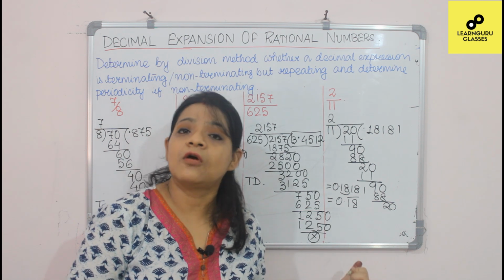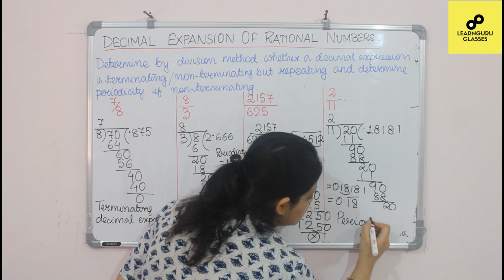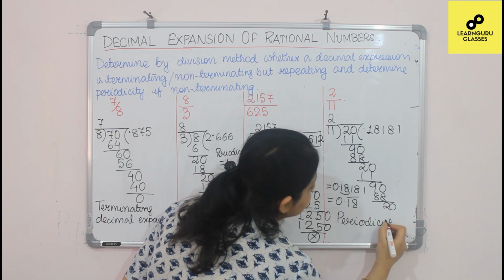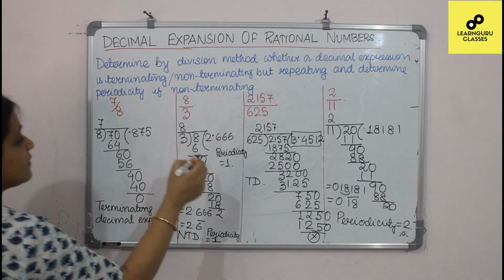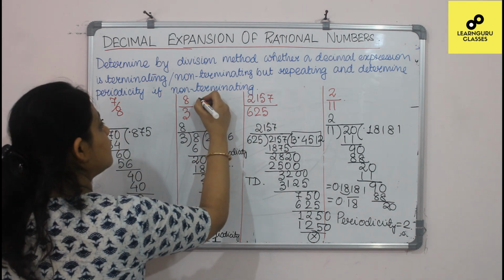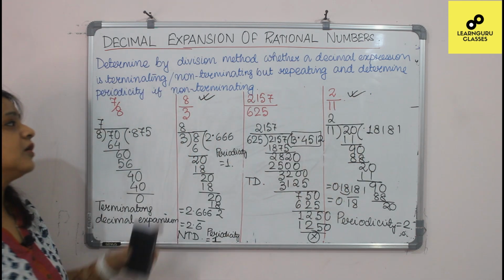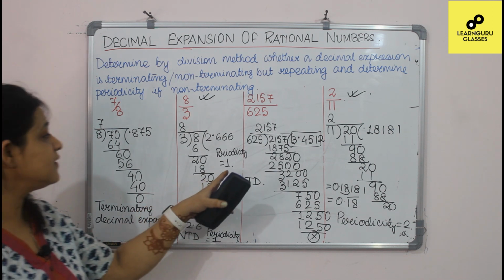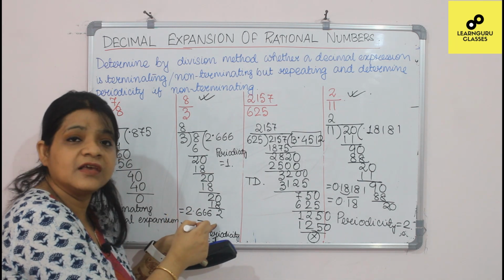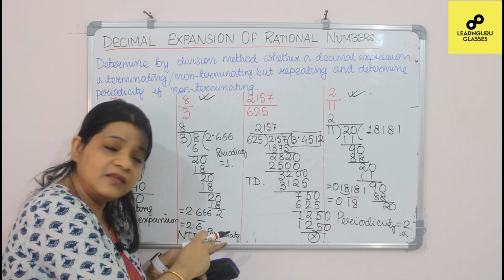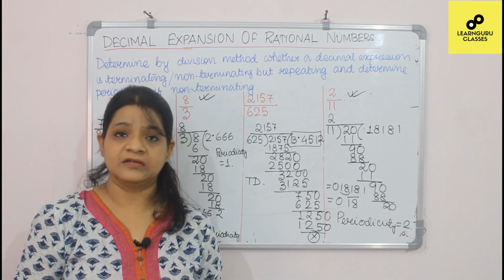And what will be the periodicity over here? Periodicity will be equal to 2. So see here, what is the difference? This is also a non-terminating decimal expansion. The difference is that there, in 2.6666, only one digit is being repeated, and here a sequence of digits is being repeated.